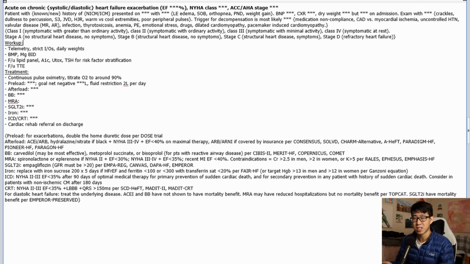So you had to set a goal. And then fluid restriction, 2 liters per day. Again, this is pretty poor evidence. This actually used to say 1.5 liters. I changed it to 2 liters now. I honestly just do it because everybody does it.